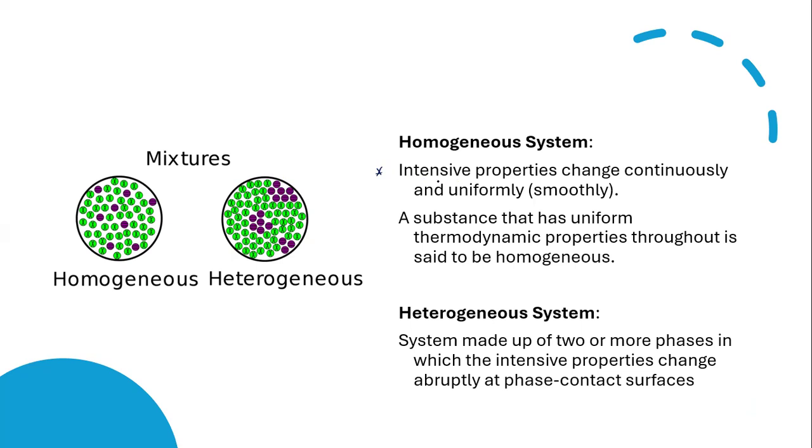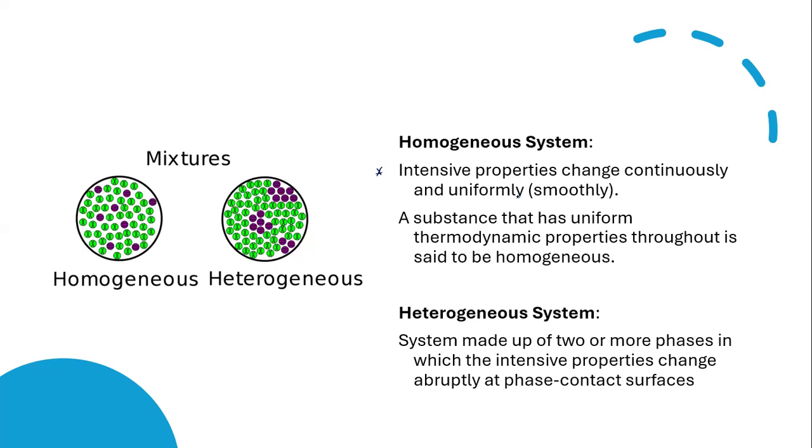Remember, we have already discussed what the intensive properties are. We are talking about the temperature, the pressure, and so forth. When you talk about homo, it means the same. So when you talk about the homogeneous mixture, we say the intensive properties change continuously and uniformly, meaning this is smooth. We're talking about a smooth system, the system that is smooth.